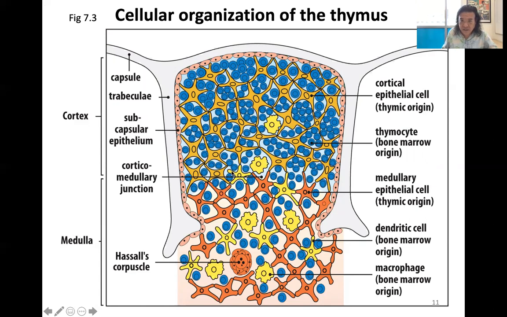This darker region up here is what we call the cortical region, or the cortex. This is where brand new cells that have come from your bone marrow and have left your bone marrow, but are still undecided as to what they're supposed to become. Am I supposed to be a natural killer cell? Am I supposed to be a T cell? I don't know, right? When those cells make their way into the thymus, this is where they start their journey.